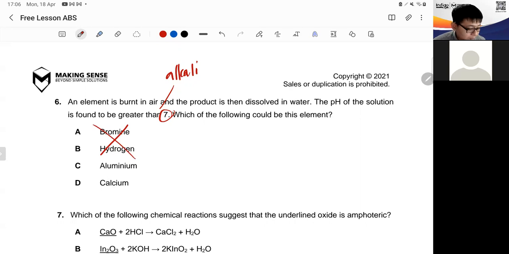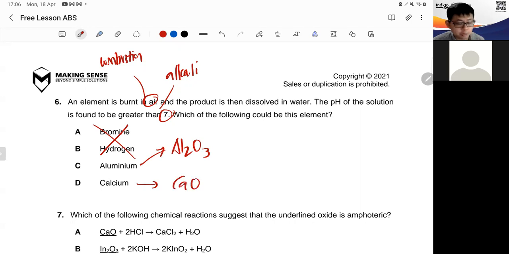Firstly I need to burn it in air, right? This is combustion, so I need to form the oxide first. If I react aluminum with oxygen, I will get this. Unfortunately for us, this one is insoluble in water. So I can't even dissolve it in water. How do I get anything at pH greater than 7? So this is also not my answer.